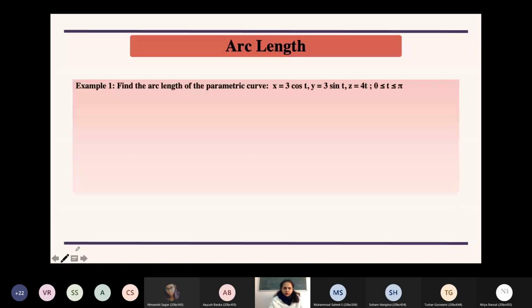So I'll move to the question now. You have to find the arc length of this parametrically defined function, or you can say a vector valued function in 3-space, and t is given to be lying between 0 to pi. In between 0 to pi, if your t varies, then what is the arc length of that particular curve? I'll give you 2-3 minutes, quickly do this, then I'll discuss the answer.